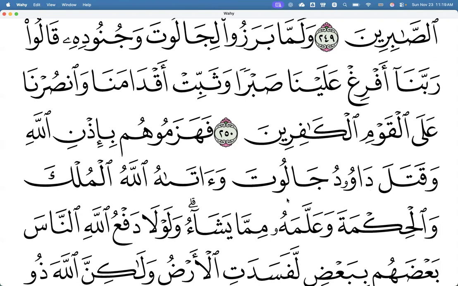And what's this? جالوت is maf'ul bihi. That's right. And how do you know it is a maf'ul bihi? Because it has a fatha, it's mansub. Yes. That's right. So translate it, Sister Mavish. Dawood killed Jalut. That's right. Makes sense now? Yes.